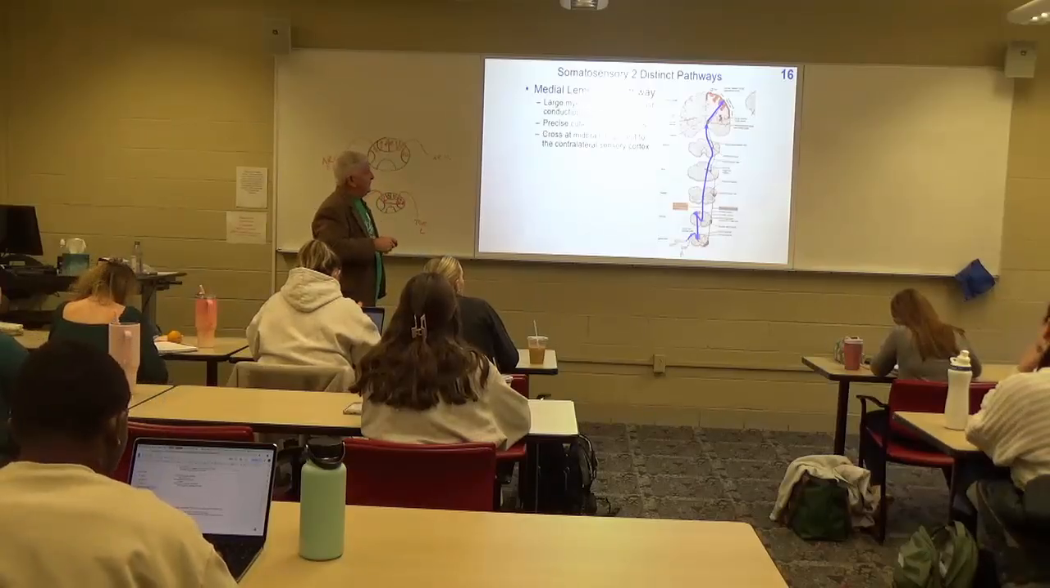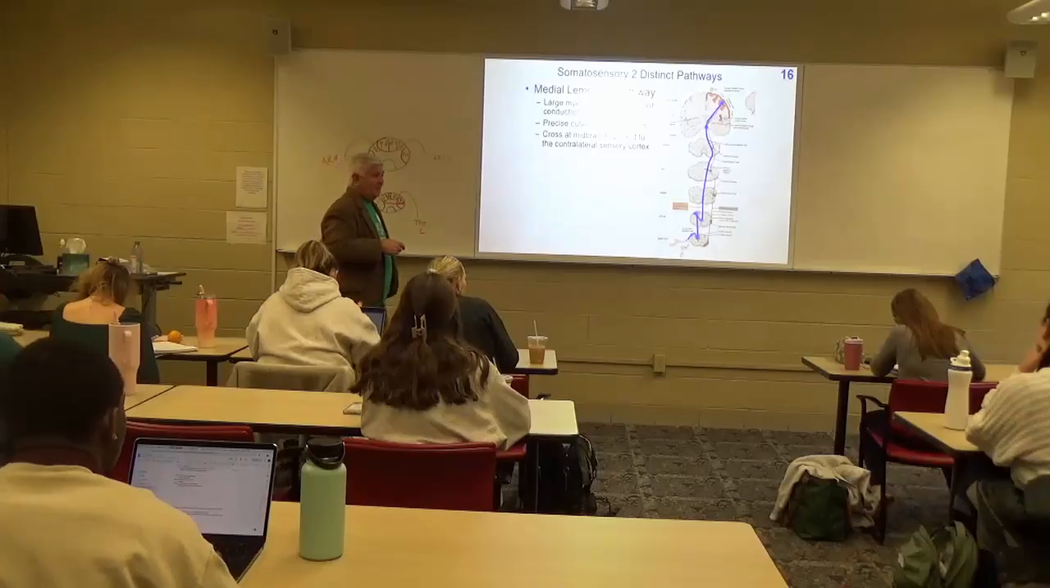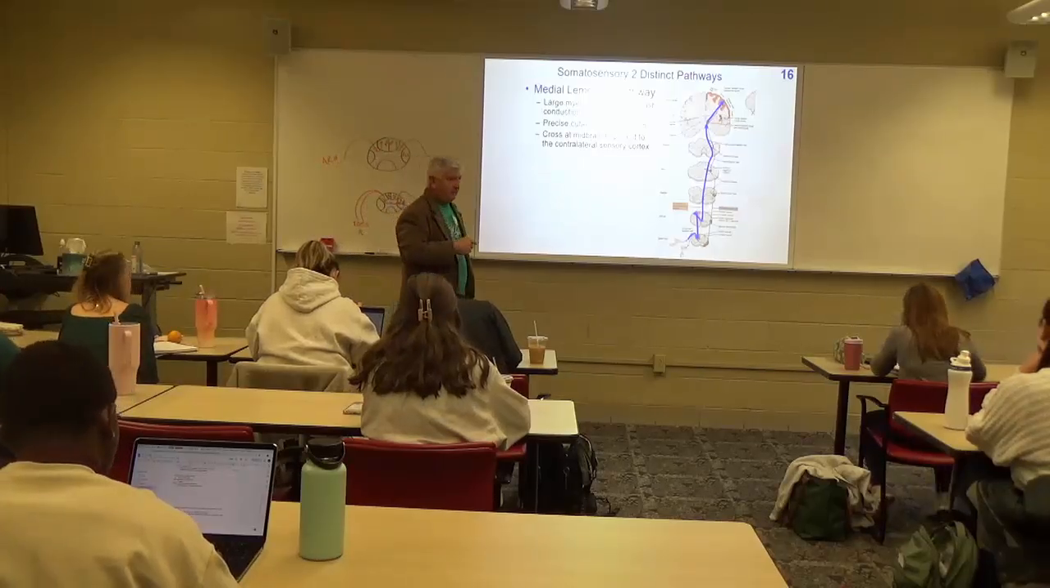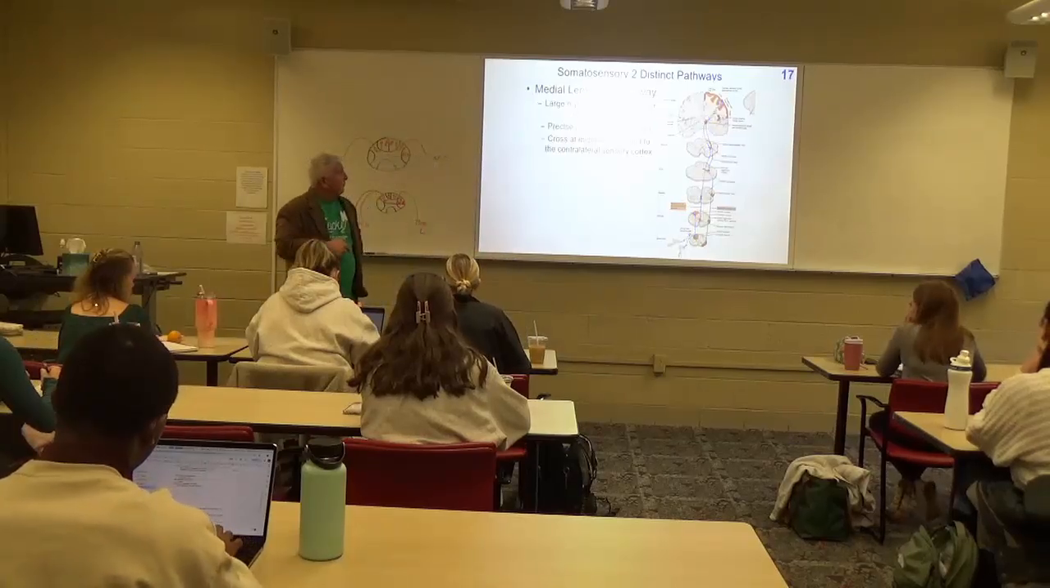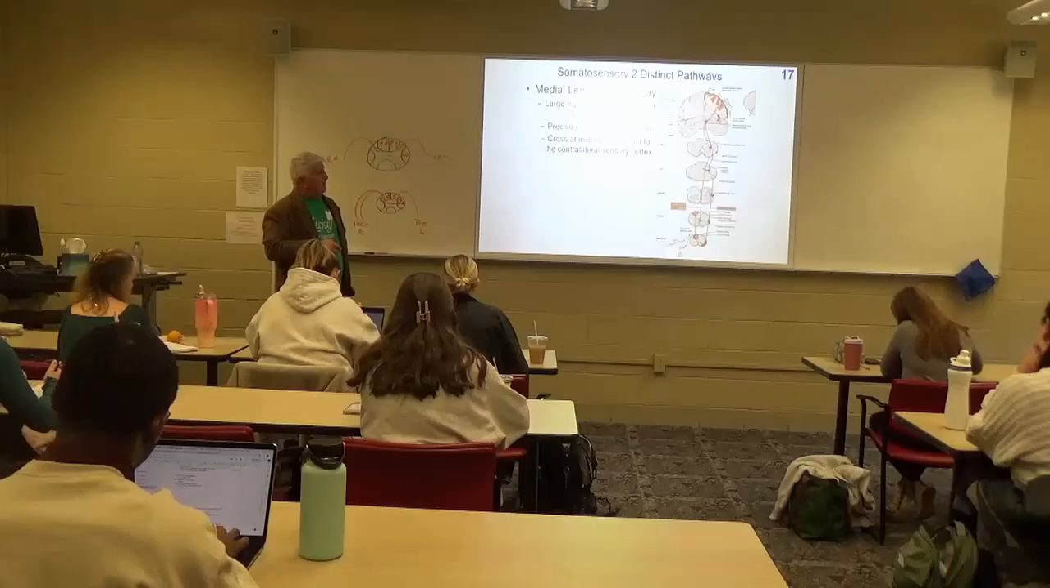The medial lemniscal system, this is our cutaneous mechanoreceptors. All four of those mechanoreceptors are traveling in this pathway. It crosses at the midbrain over to the contralateral side.